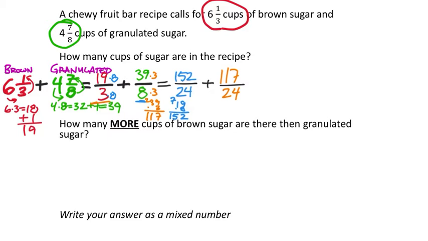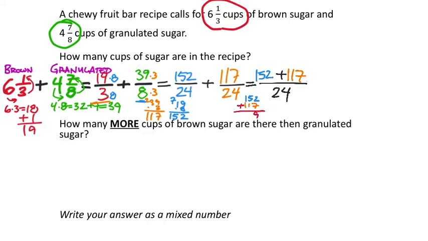Now that we have common denominators, we can add the two numerators. We'll keep the denominator the same still, like we've seen. So we're going to take the 152 and add the 117. What do we get from that? 152 plus 117.